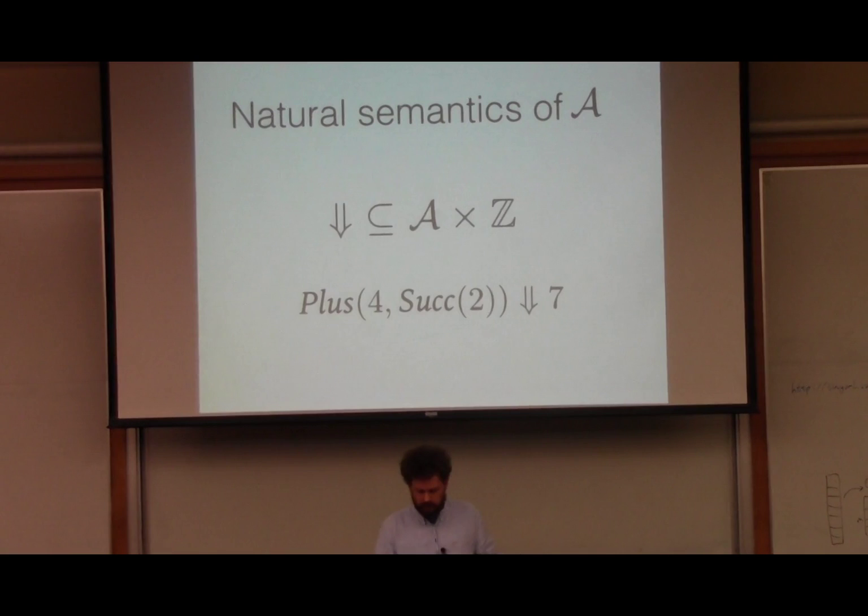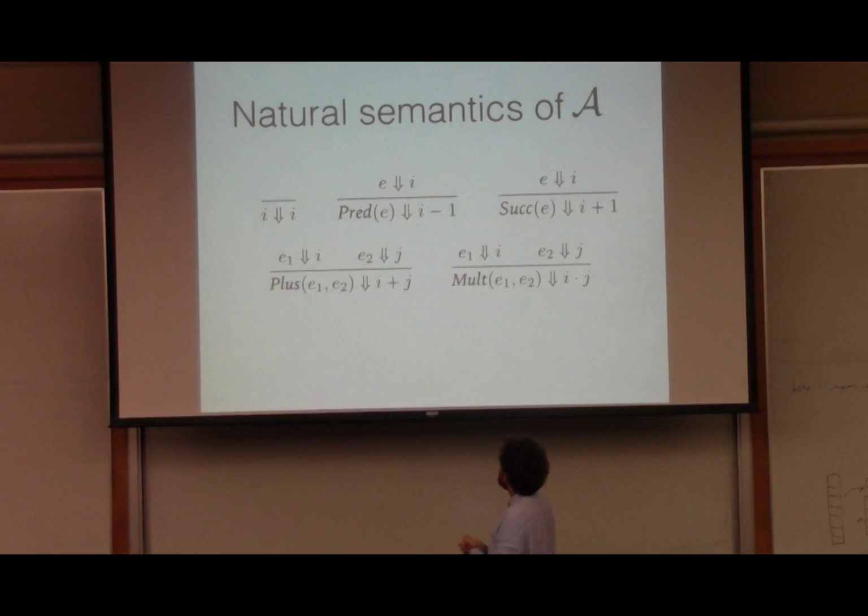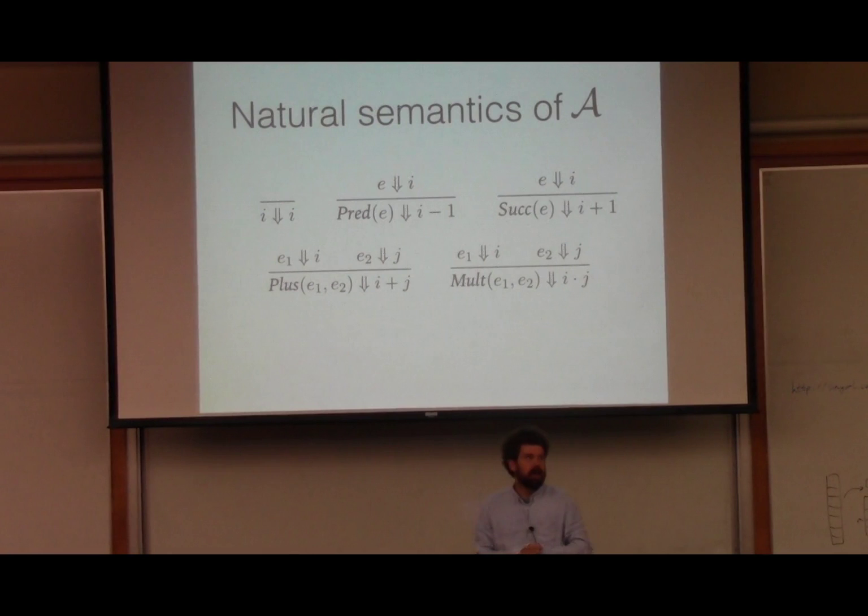Okay, and these are the rules for the natural semantics of my language. Okay, so integers just evaluate to themselves. The predecessor of an expression, well, if the expression evaluates to I, then the whole thing evaluates to I minus 1. Okay, so I know this is all baby stuff, but part of what I want to do here is show that even with the baby stuff, there's some subtlety in what's going on.